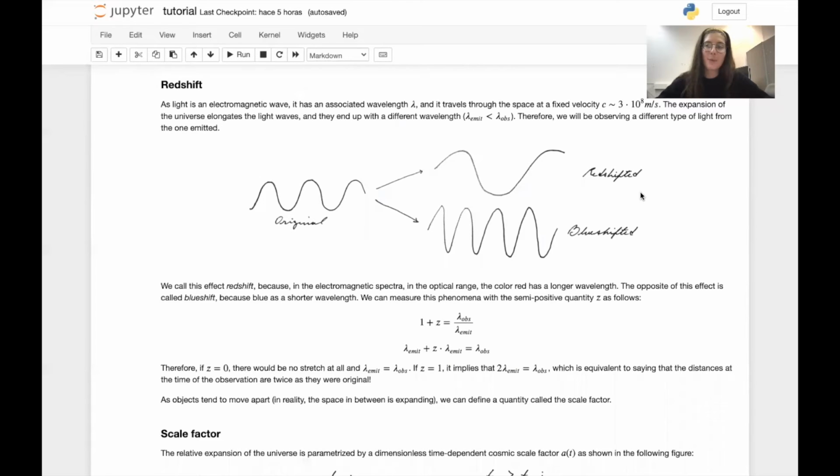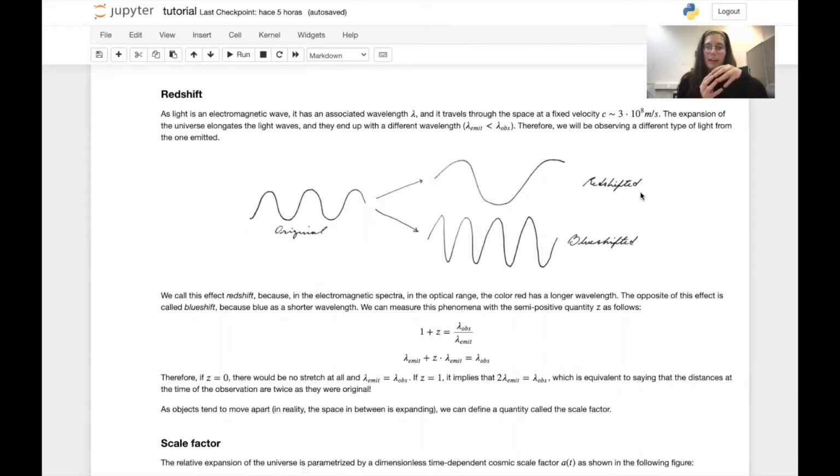But to understand what it means that the universe is expanding, we should study what a redshift is. So as light is actually a wave, it has a wavelength associated. And when we say that the universe is expanding and these galaxies are moving further away from us, we actually mean that the space between us is getting larger, let's say. And when that happens, the waves of light suffer this and their wavelength expands. And therefore, the type of light we observe is different.